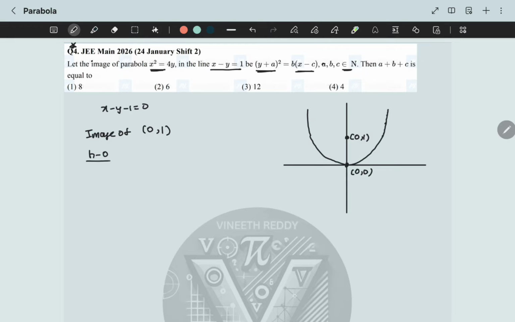So what do we write? (h minus x1) divided by a is equal to (k minus y1) divided by b is equal to minus 2 times (a x1 plus b y1 plus c) divided by (a square plus b square). I hope you know this formula, right?